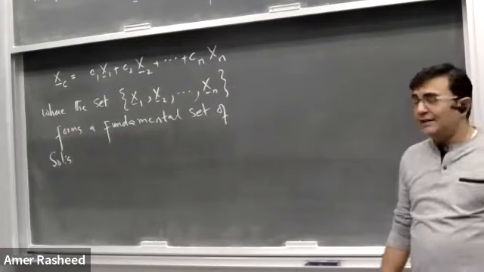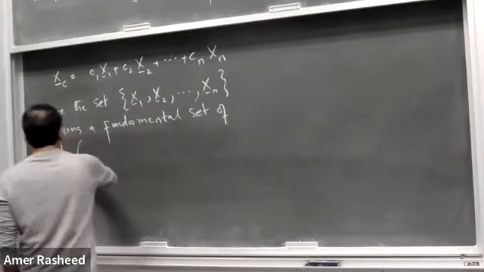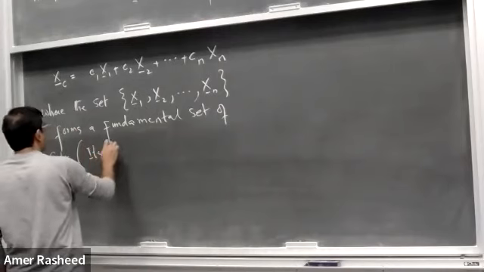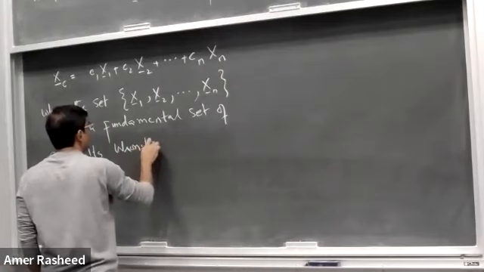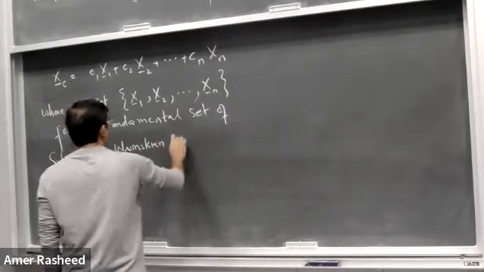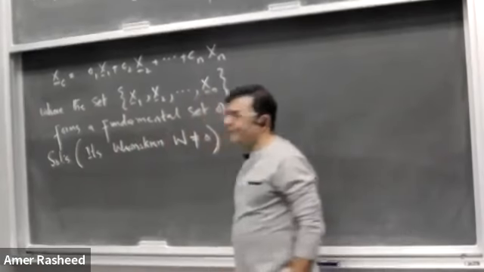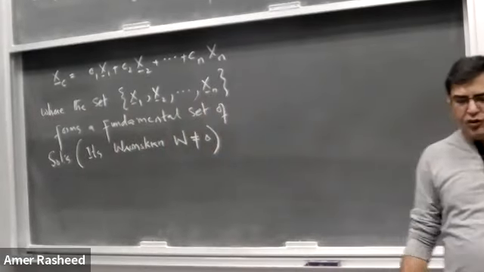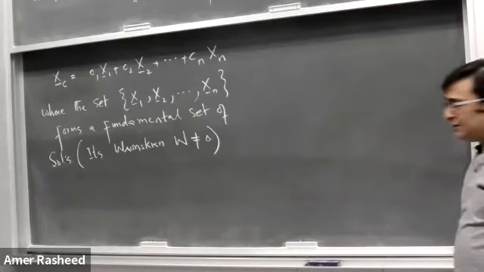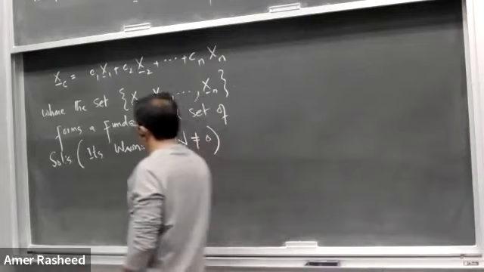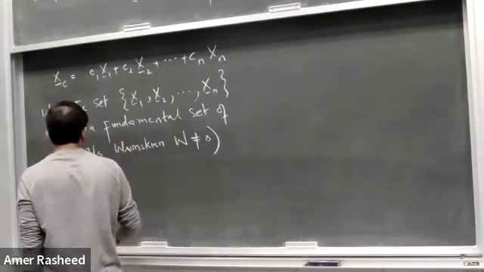How do we know that this is a fundamental set of solutions? Because its Wronskian W should be non-zero. If the Wronskian of this set is non-zero, then we say that this set is a fundamental set of solutions. What is the Wronskian of this set?